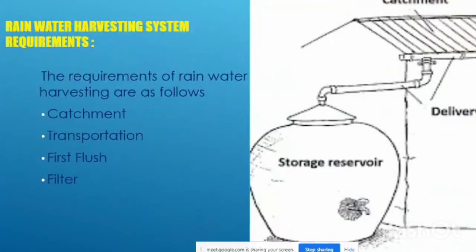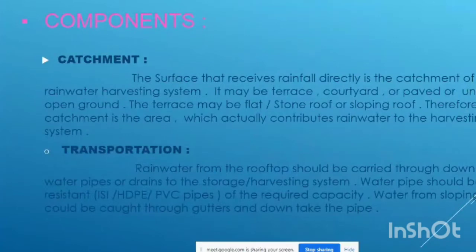Rainwater harvesting system requirements. The requirements of rainwater harvesting are as follows: catchment, transportation, first flush, filter. Catchment. The surface that receives rainfall directly is the catchment of the rainwater harvesting system. It may be a terrace, courtyard, or paved or unpaved open ground. The terrace may be a flat stone roof or a sloping roof. Therefore, the catchment is the area which actually contributes rainwater to the harvesting system.